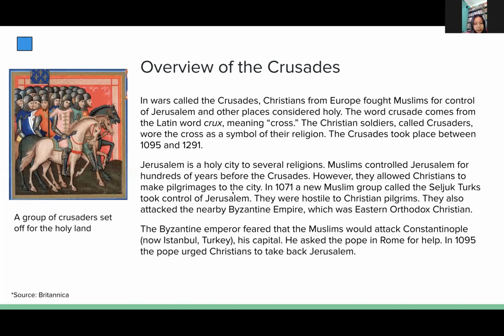However, in 1071, a new Muslim group called the Seljuk Turks took control of Jerusalem and forbade Christian pilgrims from coming in to Jerusalem. And they also attacked the Byzantine Empire, which was Eastern Orthodox Christian. So the Byzantine Empire asked the Pope in Rome for help. And in 1100, the Pope, I think it was Urban II, although I could be wrong, urged Christians to take back Jerusalem.